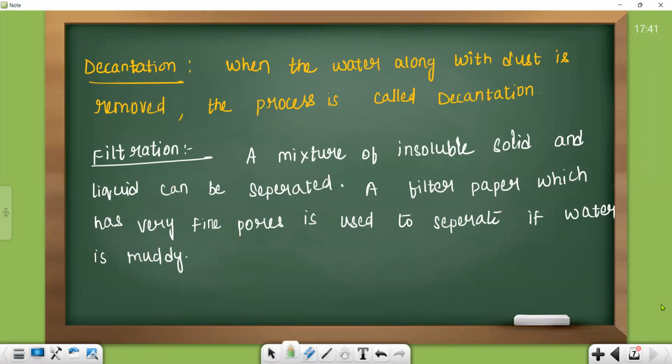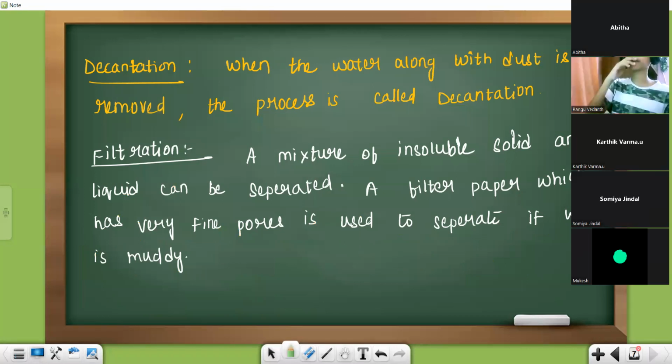Ma'am, can you show the filtration diagram again, ma'am? Yeah, sure.